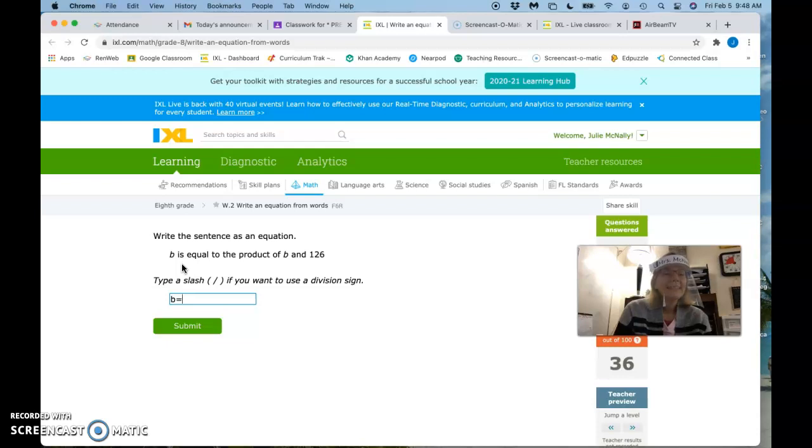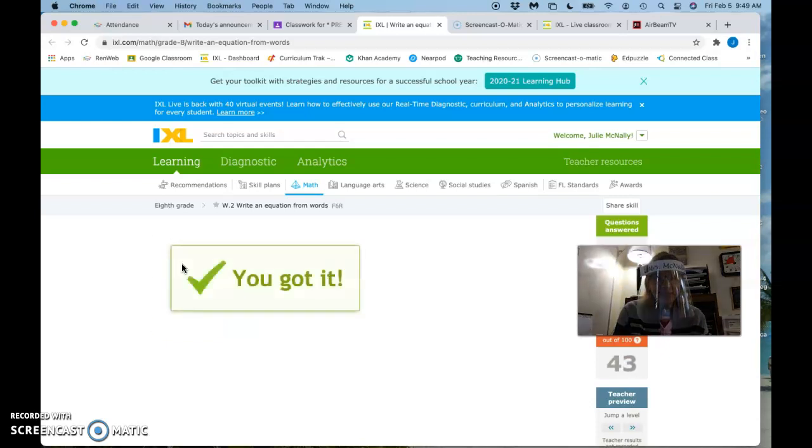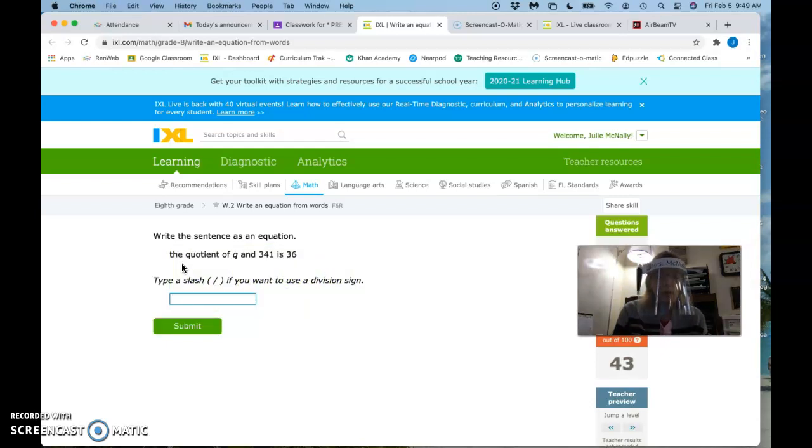So what will I write on the other side of the equal sign? b equals b times 126. When we're multiplying a variable by a number, what do we write first? The number goes first. Stop trying to put x in there. It's b. They're telling you the variable, so you guys don't have to use x this time, okay?